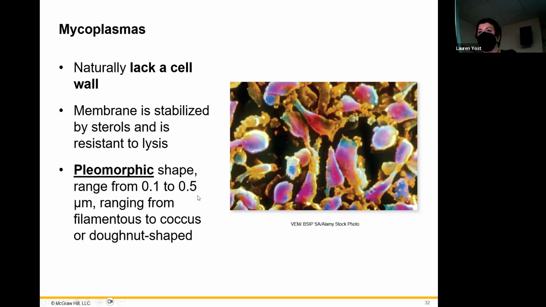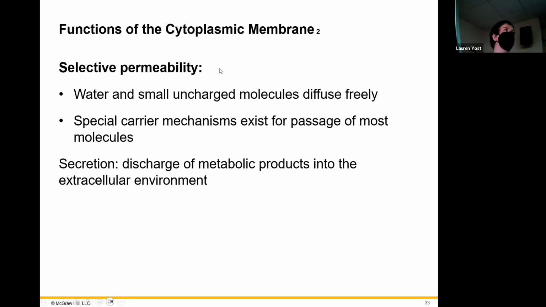All right, yes. What's the function of that cytoplasmic membrane? Well, we already talked about how it's supposed to hold in the goo and keep what's inside inside and what's outside outside. The ability of your membrane to do that is called selective permeability. Water molecules and other very small uncharged molecules can cross that membrane freely, but anything else is going to be kept in or kept out.